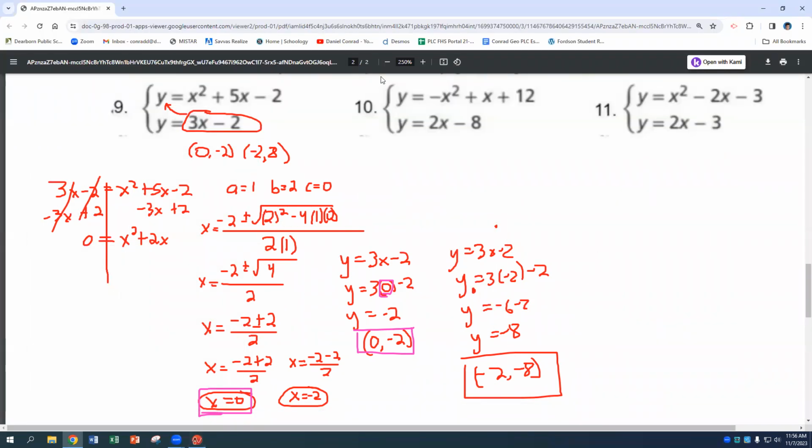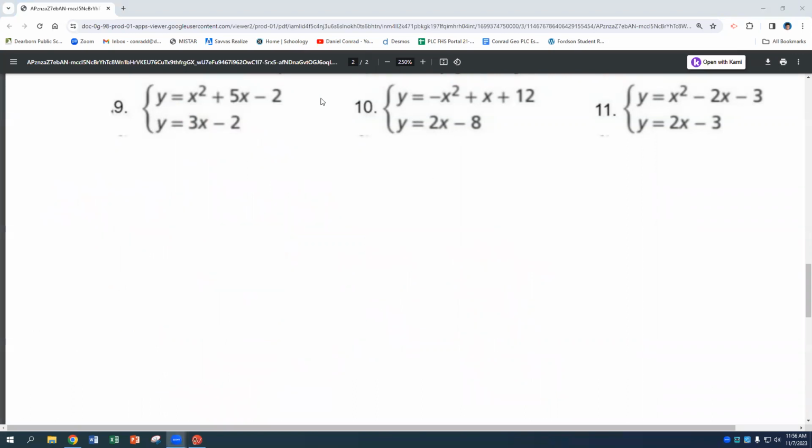All right, if you wanted to have done this, factoring is actually pretty easy. We could have factored out an x, and then we had x plus 2. So then we get x equals 0, and x plus 2 equals 0. So then you get x equals 0, and x equals negative 2, which is what we got using the quadratic formula. All right, let's do the next one.